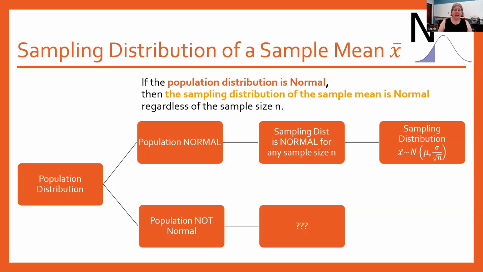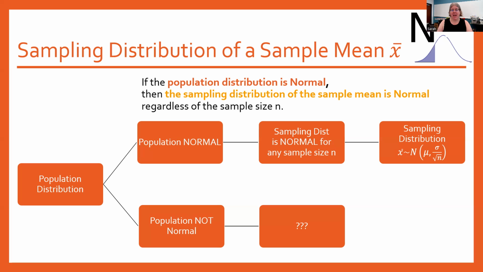So when you're working with these sample means, your first stop is to look at that population distribution and decide, is it normal or not normal? If it's not normal, that's something we'll cover later on in this chapter. But if it is normal, then the sampling distribution will also be normal for any sample size that you want to use. And so our sampling distribution is going to be distributed normal.